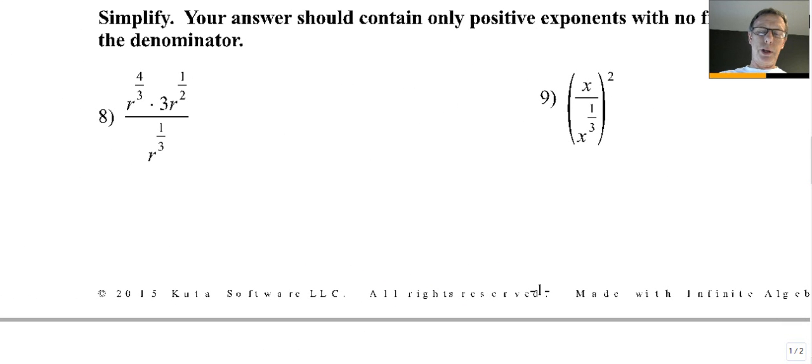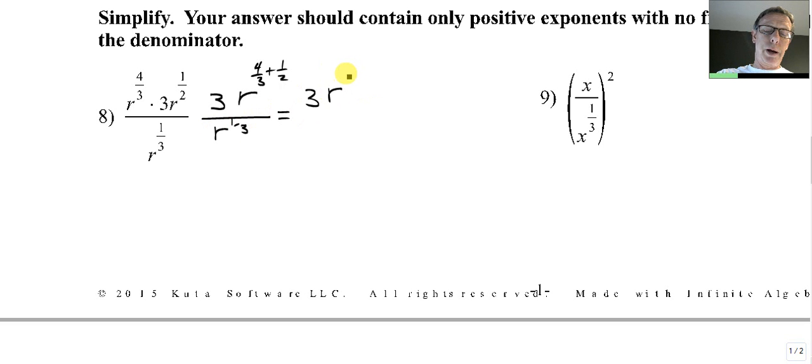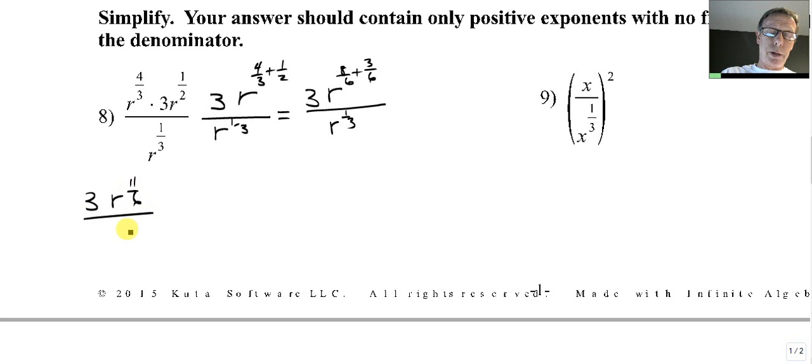The next one is rational exponents. What we're going to first do is multiply across in the numerator. So that would be 3, and then the r would be to the 4/3 plus 1/2, all over r to the 1/3. Let's add those two exponents together. We'll have to give them a common denominator. So 3r, 4/3 would be 8/6, and 1/2 would be 3/6, all over r to the 1/3. Okay, so I've got 3r to the 11/6, all over r to the 1/3.